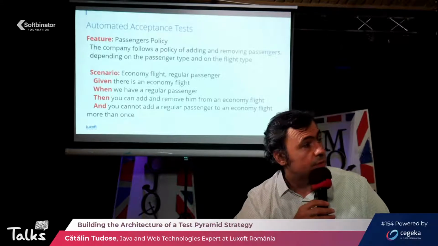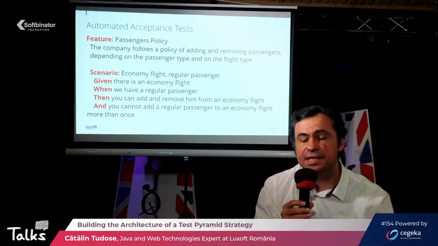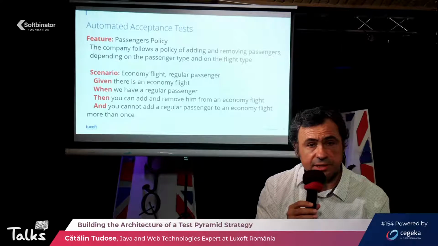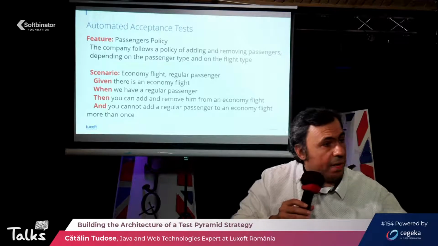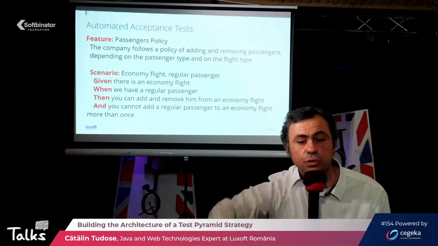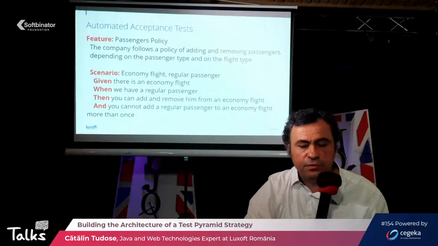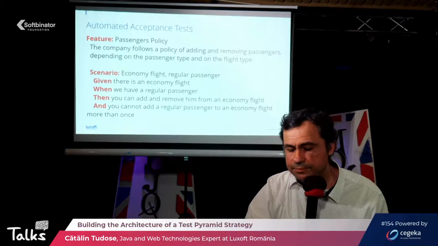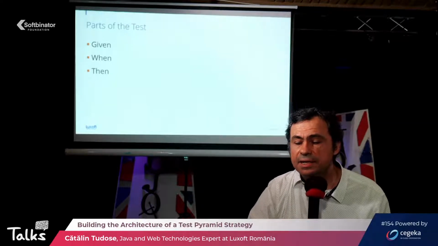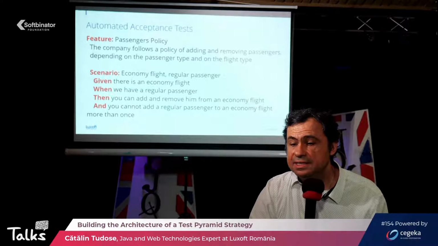And what is really nice from the point of view of these automated acceptance tests is that they can be read just like stories, in plain English, in plain Romanian, in plain whatever language you would like to, as long as you use these keywords from here: feature, scenario, given, when, then, and. So these are the parts of the test that looks like an automated acceptance test.